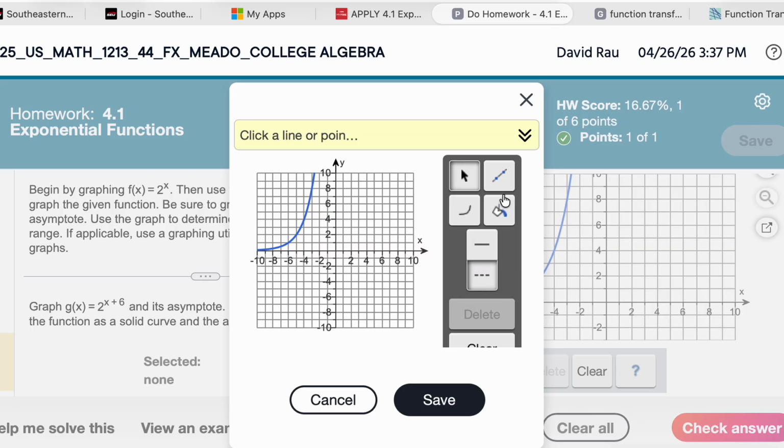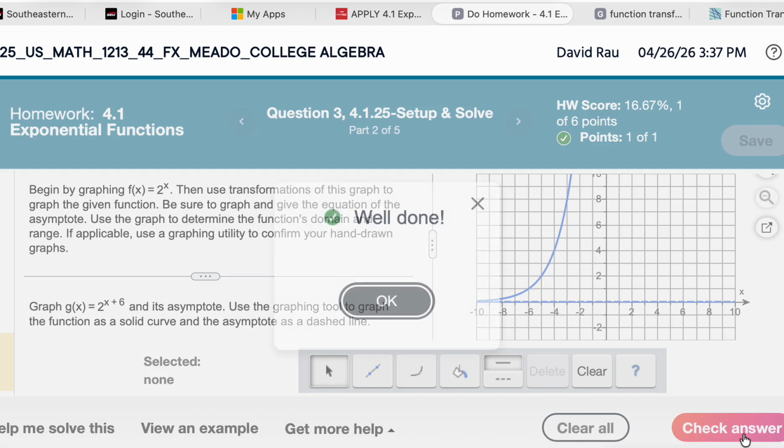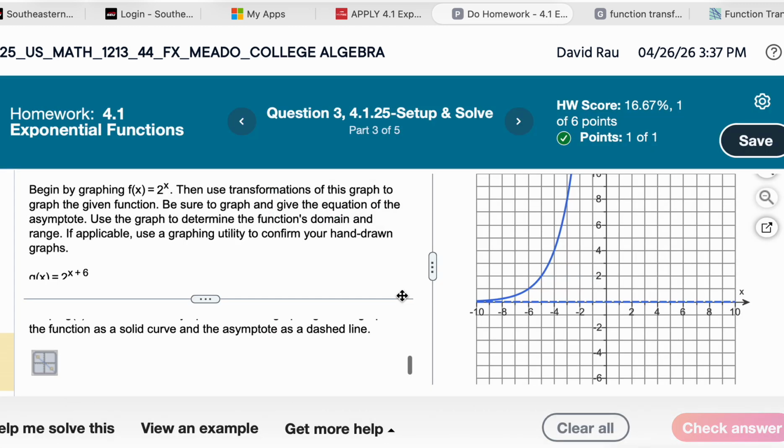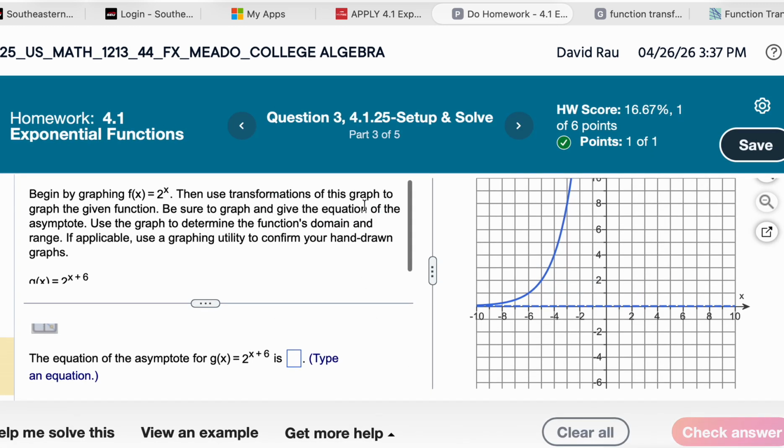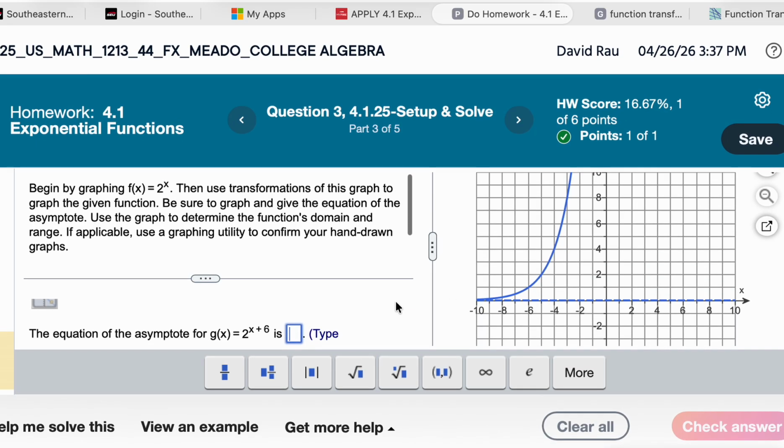So I need to click my dash tool, click my line, and I know that my asymptote is at 0 because there was no plus or minus k at the end. Now I click save. Now I check answer. I get well done. So that's kind of a quirk of this, is that you can't just graph the correct graph. They want the asymptote separately. The asymptote is always a dashed line, and your exponential thankfully gives you a nice little window to just actually type in the transformations rather than carefully plotting points, which is a big convenience.